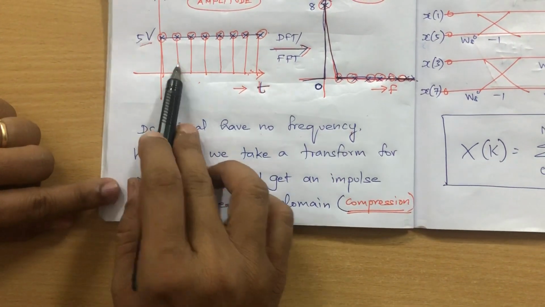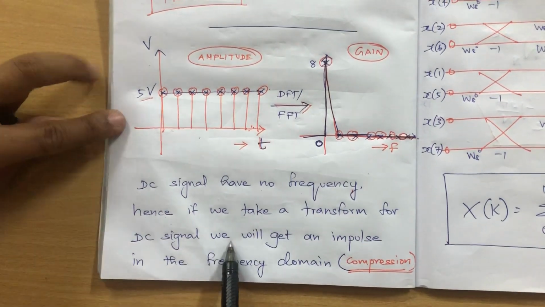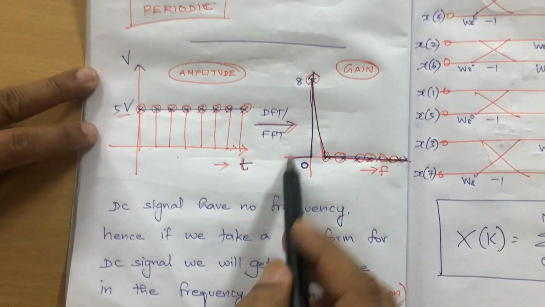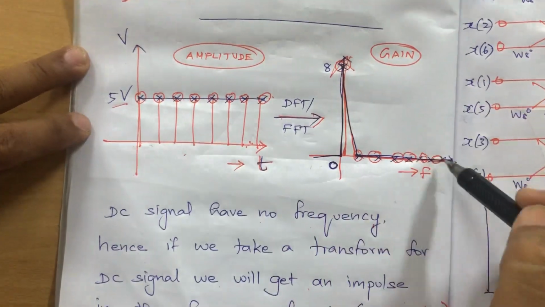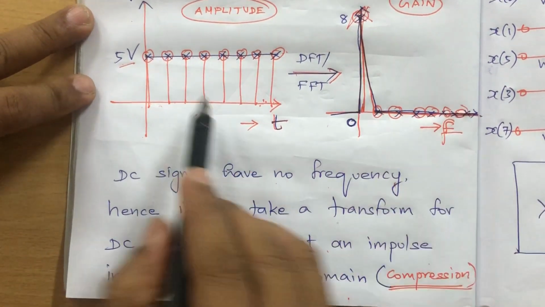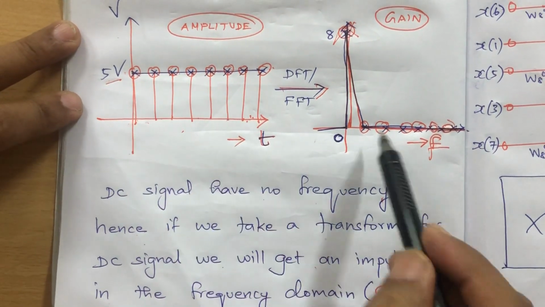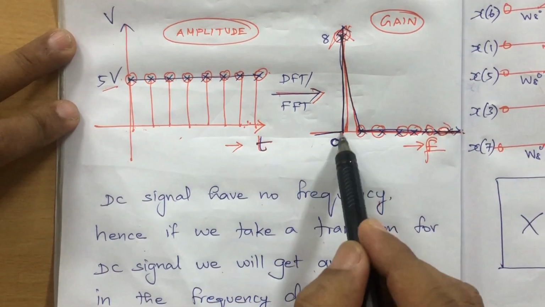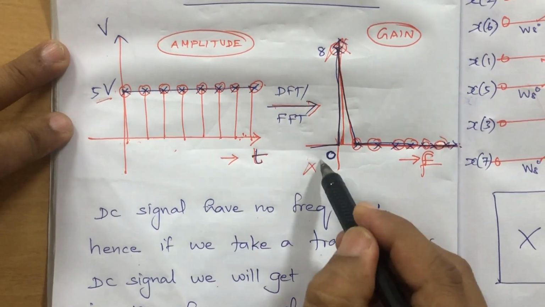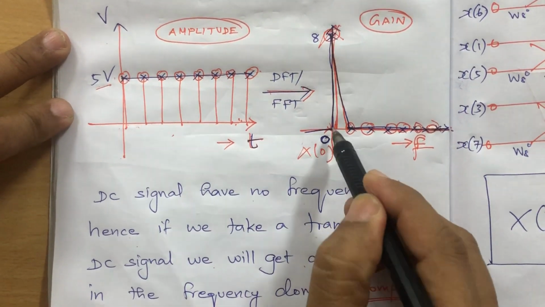Hence, if you take a transform for the DC signal, you will get an impulse in the frequency domain. So this is the impulse in the frequency domain, and this is the frequency axis. Because the DC signal has no frequency, there are no frequency components available. There is only a DC component available. So capital X of 0 is the DC component.